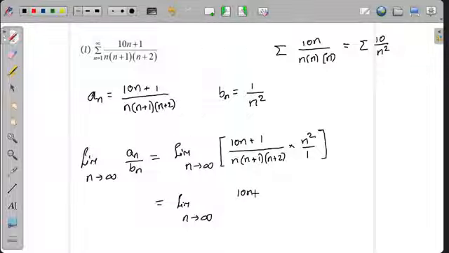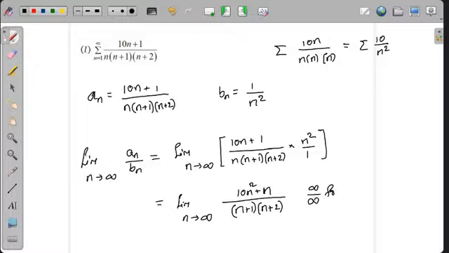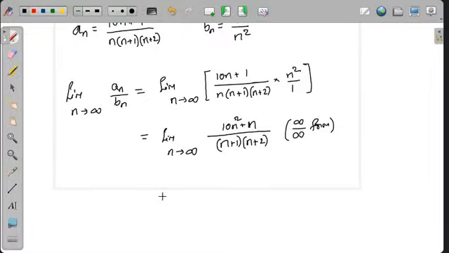So we'll be left with 10n² plus n in the numerator, and a remaining n to multiply, so in the denominator we have n+1 into n+2. So again we find infinite by infinite form. So just apply L'Hospital. Applying L'Hospital, limit n goes to infinite, in the numerator you'll get 20n+1. In the denominator, we can multiply and then take the derivative, or directly.